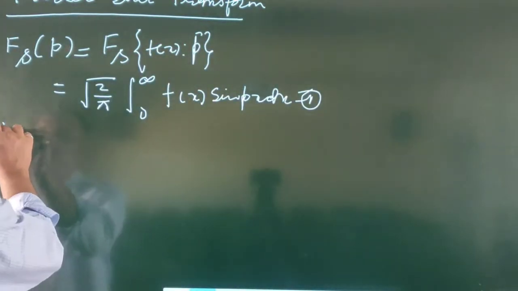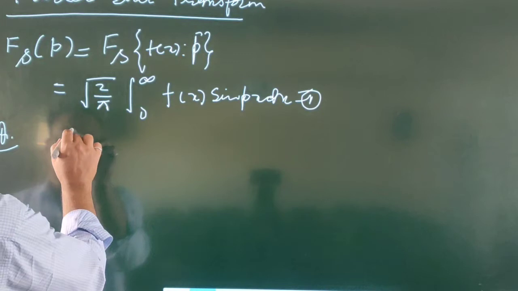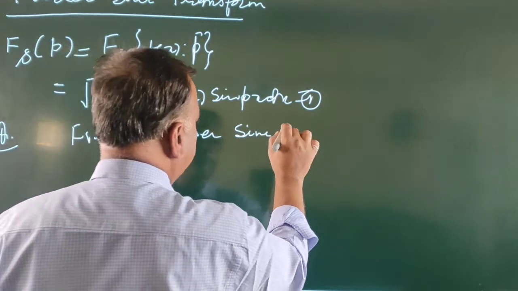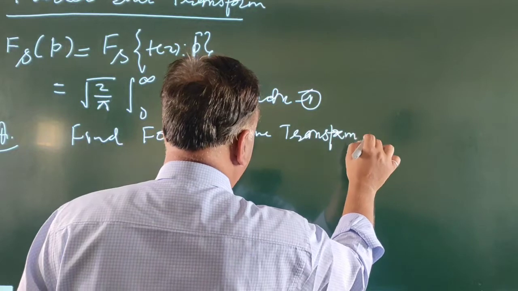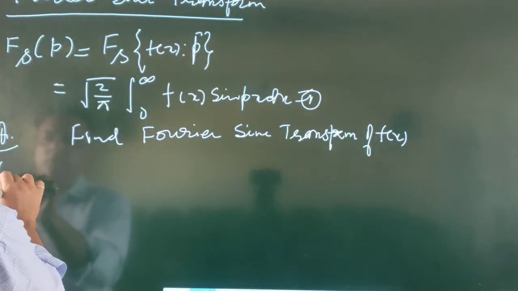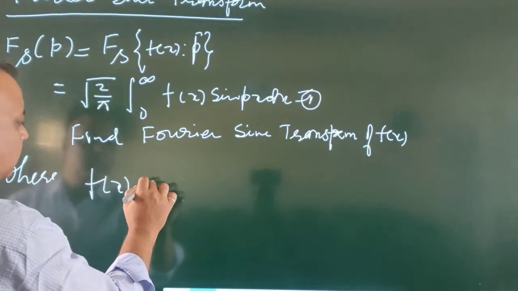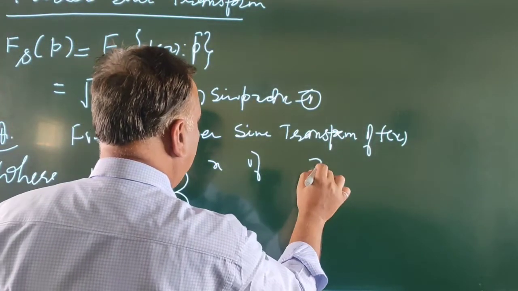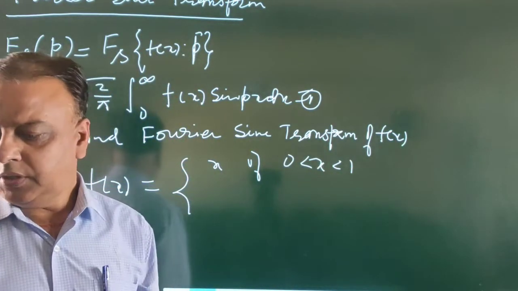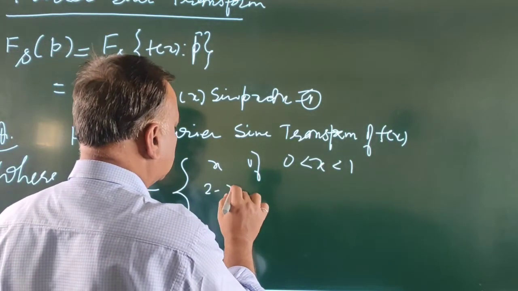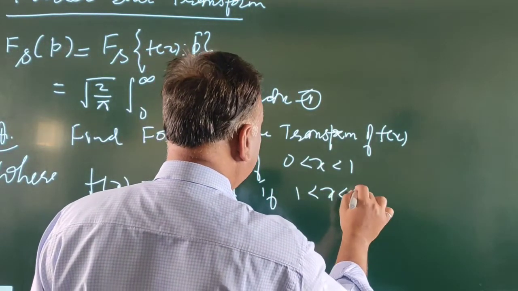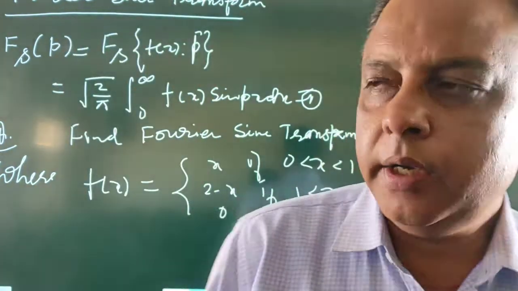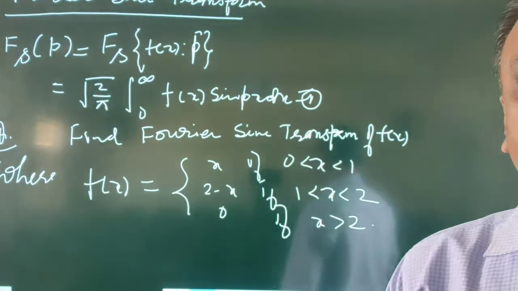Now we have to calculate the sine transformation. Find the Fourier sine transform of f(x) where f(x) is equal to x if x lies between 0 and 1, the value of the function is 2 minus x if x lies between 1 and 2, and the value of the function is 0 if x is greater than 2. We have to calculate the Fourier sine transformation of the function defined in this way.